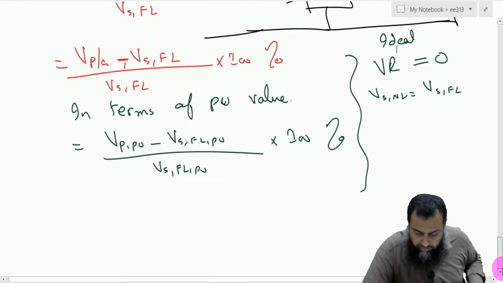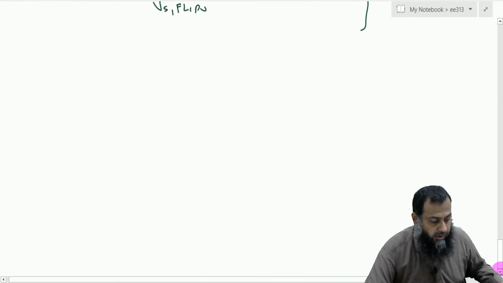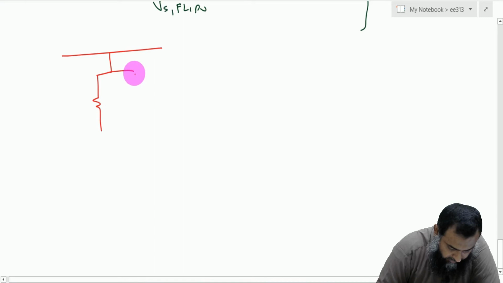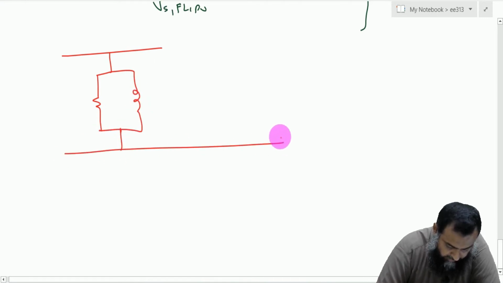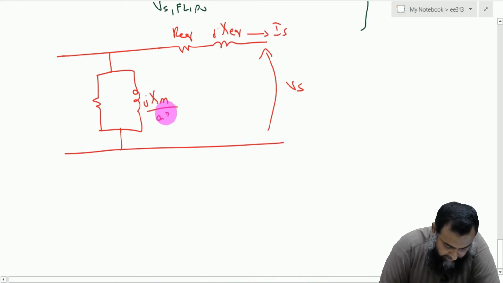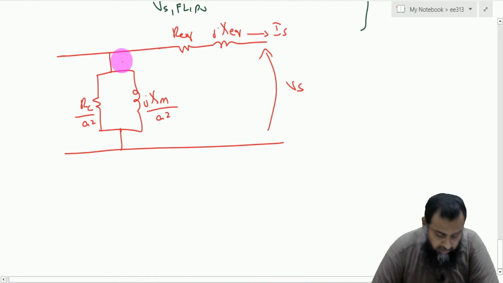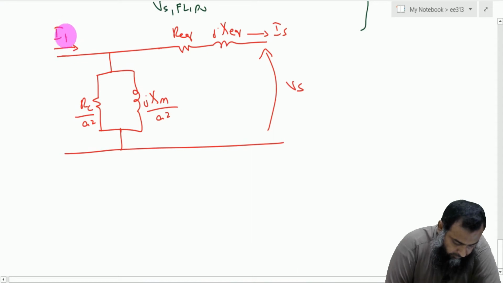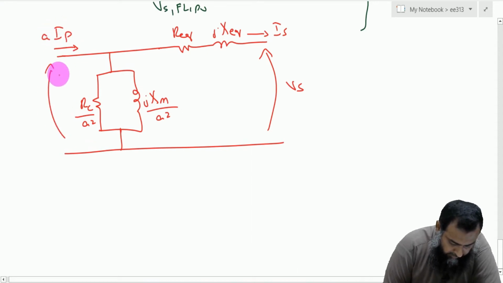So let us have an overview of the phasor diagrams for a transformer. Suppose that we have an approximate model. We have an exact model here in which we have applied a little bit of approximation. So this is the Vs, this is the Is, this is R equivalent, this is jX equivalent, this is jXm divided by A squared, and this is Rc divided by A squared. This shows that the system is referred to the secondary side. So here we have this Vp over A.